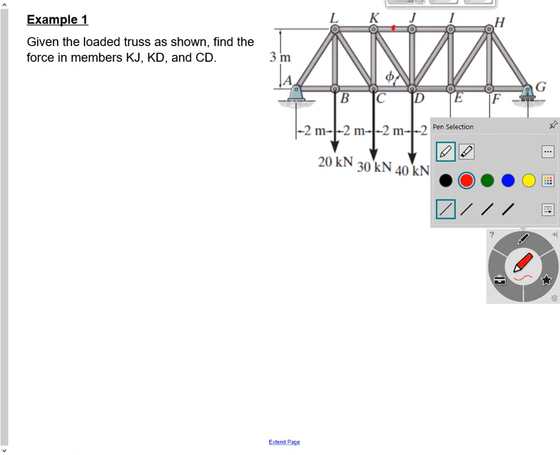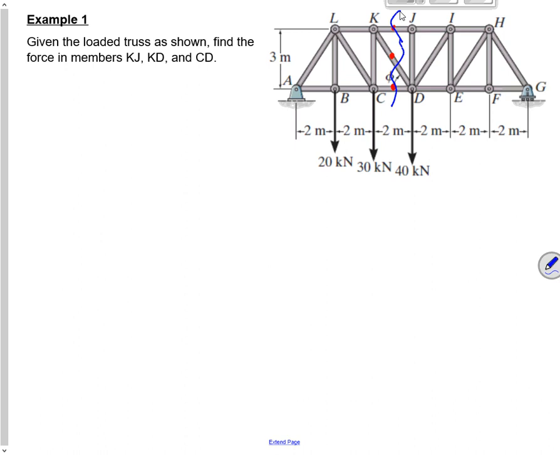KJ, KD, and CD. So what would happen if I slice through this thing right along here? I would expose those three members, and then I can calculate with them. I can apply the equations of equilibrium either to the left side or the right side. Imagine I'm going to cut it, and I'm just going to draw a free body diagram of the left side or the right side.